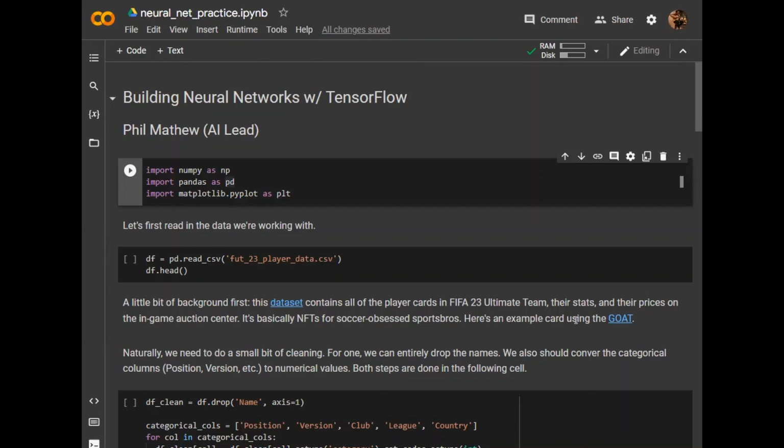But before we get started with any of that, your standard imports: NumPy, pandas, and matplotlib.